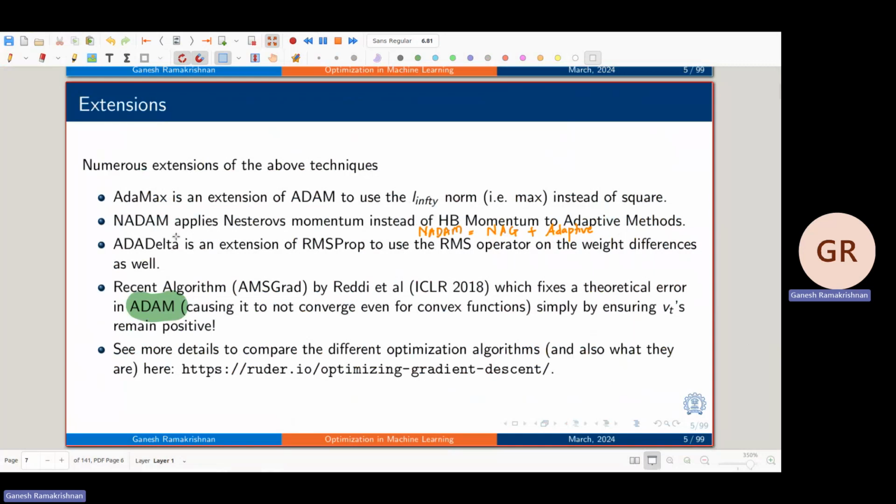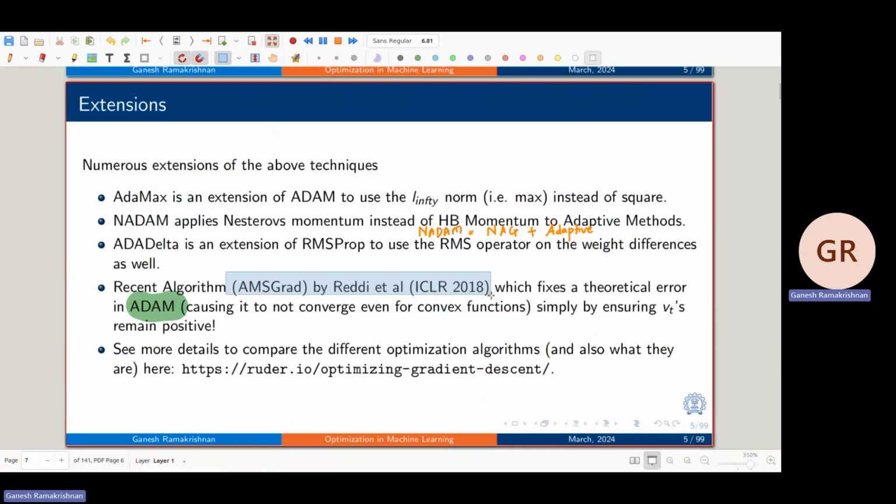There are others like AdaDelta you'll find in the blog, which is an extension of RMSProp, which uses the root mean square operator. And then there was also a kind of error, a theoretical error in ADAM, and it was not converging even for convex functions.